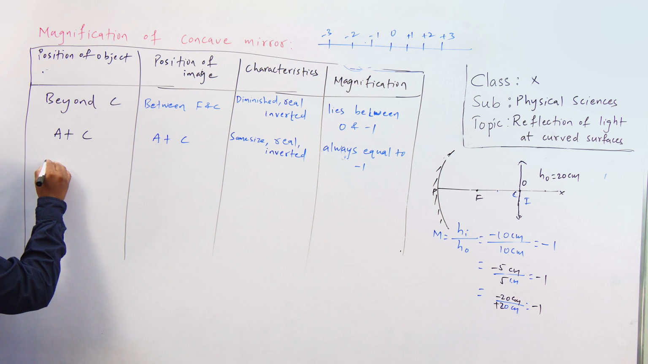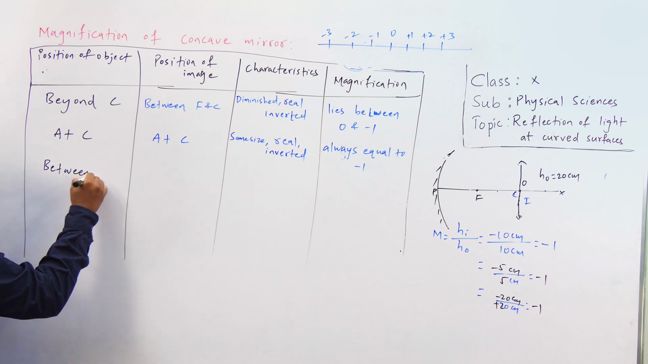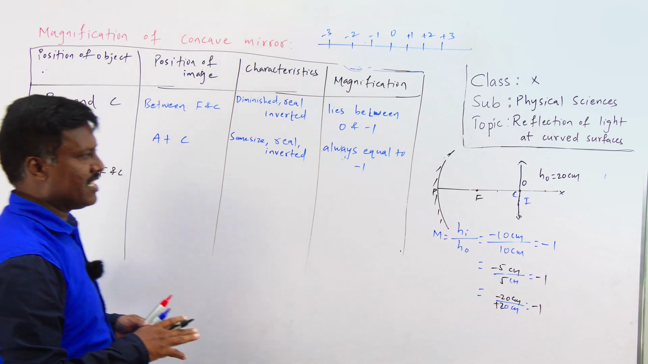Now, between F and C, the object is placed between the focus and the center of curvature.